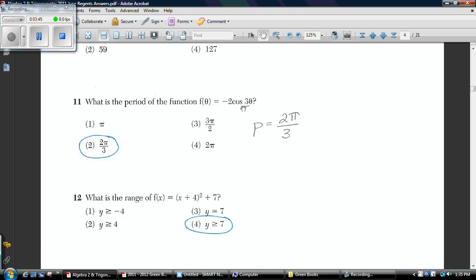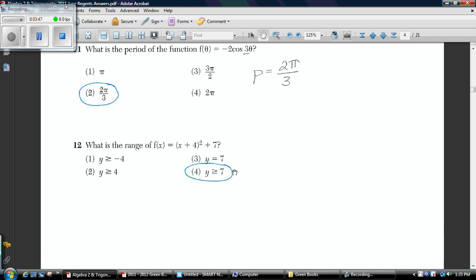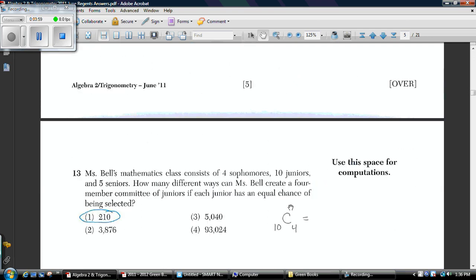Period is 2 pi over b. There's my b right there, so it's 2 pi over 3. What's the range? This is a parabola that has been shifted up 7 units. So its range is going to be from 7 all the way up to infinity.